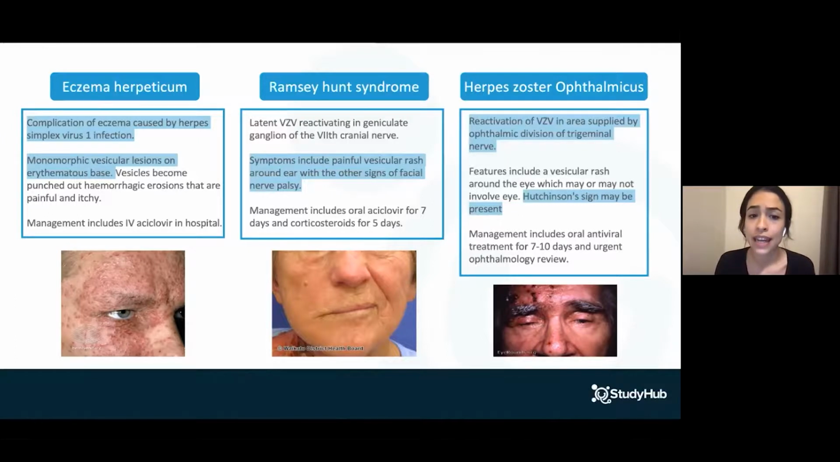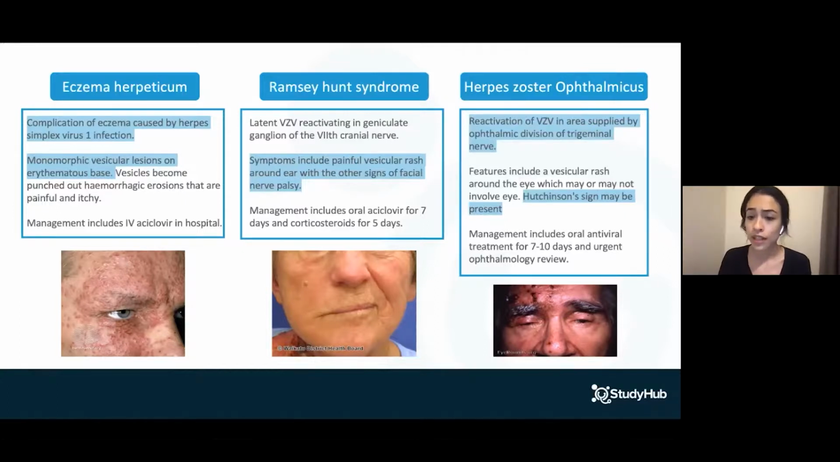Ramsay-Hunt syndrome is latent varicella zoster virus, which reactivates and affects the facial nerve. Okay, so typically in a vignette, there'll be a facial nerve palsy and a painful vesicular rash, typically in the ears or around the ears. But just beware of the places that the facial nerve supplies. The rash could be anywhere in those areas, really. And management includes oral acyclovir for 7 days with steroids as well for 5.